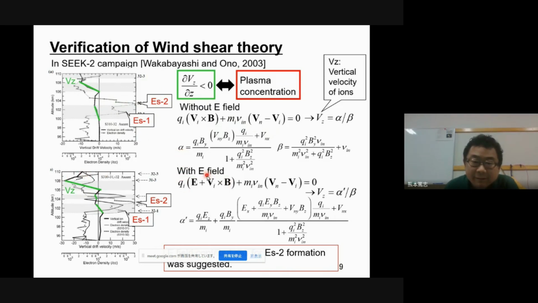So in the lower panel, by using this equation, including electric field, we also can obtain another BZ vertical profile by including E-field effect. In this BZ profile, including E-field, we can see negative gradient of BZ vertical profile for ES2 layer. We can see negative gradient for ES2 layer.